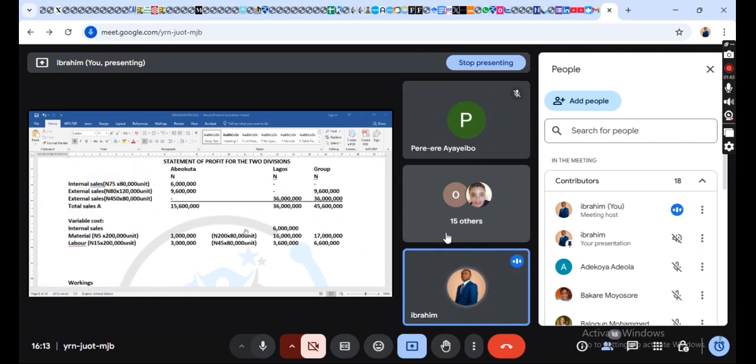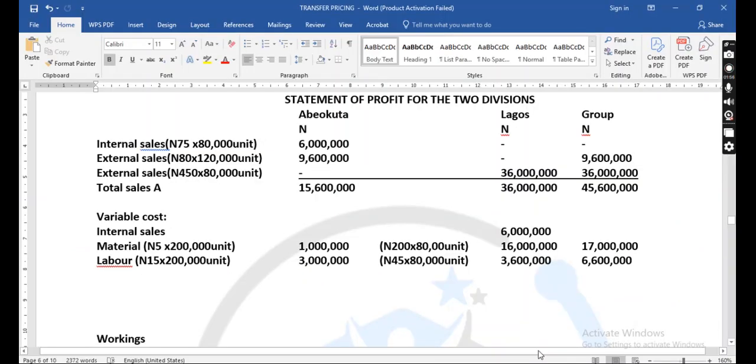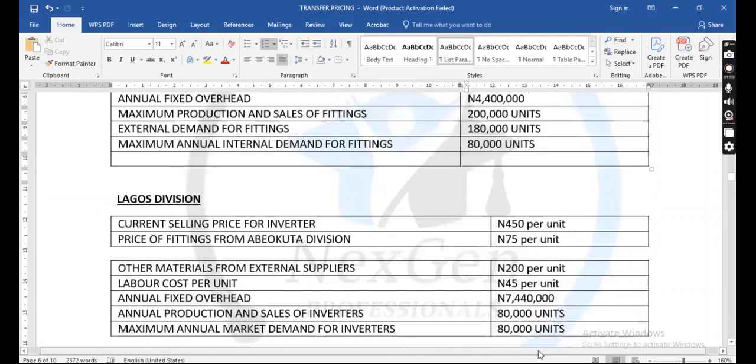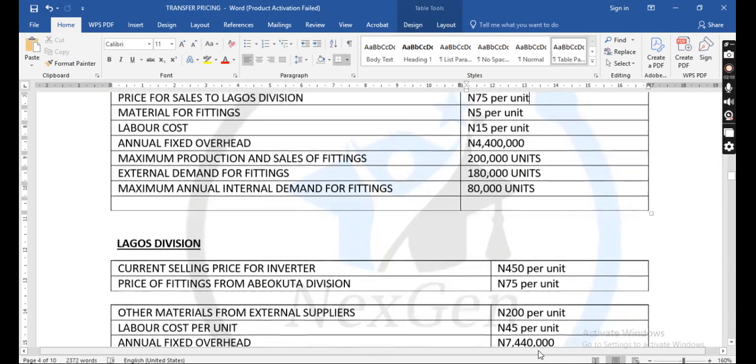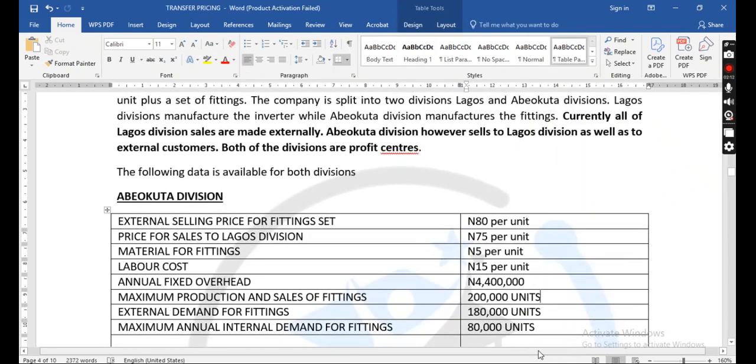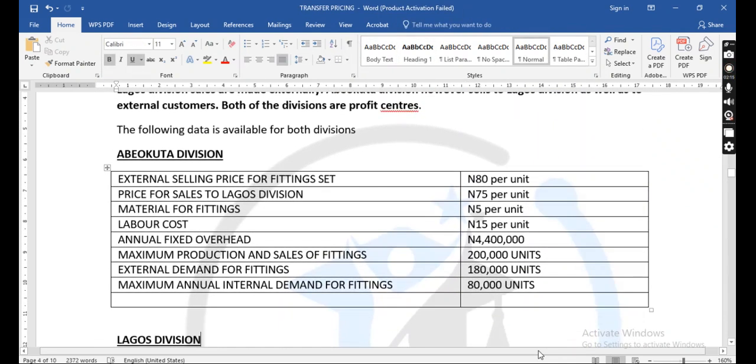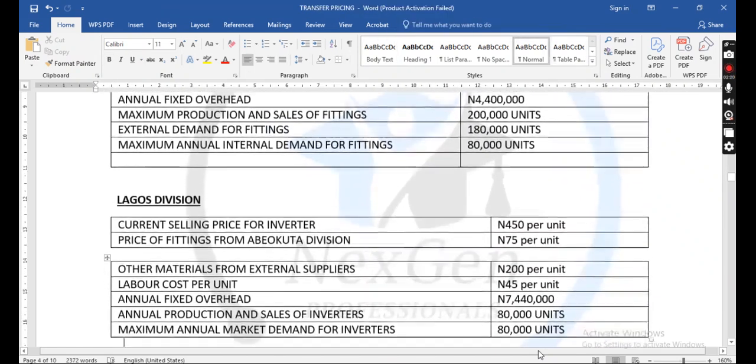What else do we have? We have fixed costs, right? Please take note of the fixed cost for this: 7,044,000. Then what is the fixed cost for this? The fixed cost of this is 4,400,000, right? Please take notes.